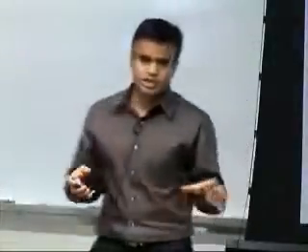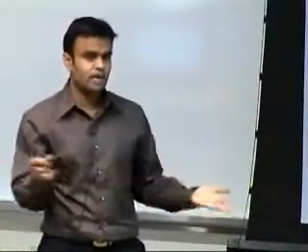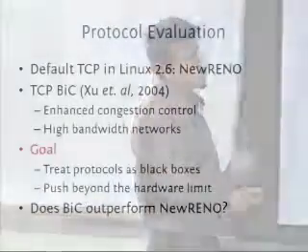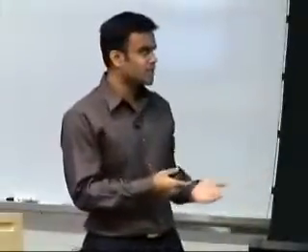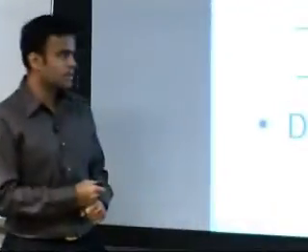And what we want to do is compare New Reno versus BIC on high bandwidth links and see which one does better. So the goal here is to treat these protocols as black boxes. We're not trying to reason about the behavior that we see. We're just trying to see, can we use time dilation to push beyond the hardware limit and uncover interesting behavior. In particular, does BIC really outperform Reno as you increase the bandwidth?